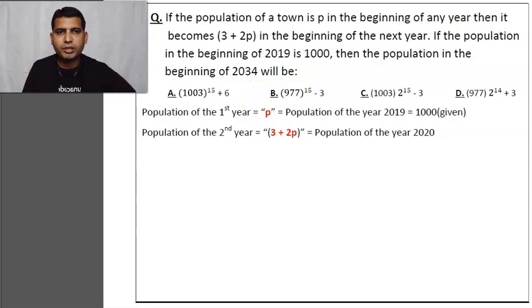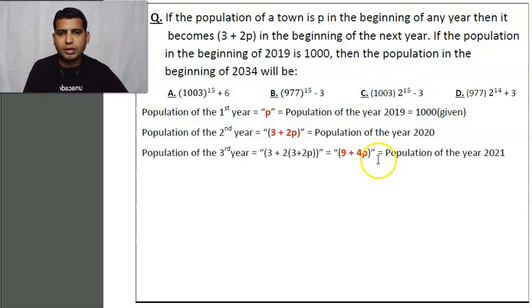According to the question, it must be in the format of 3 plus 2p, where p is the population of the previous year. So in the first year the population is p, then in the second year the population will be 3 plus 2p, where this p is exactly the p which is the population at the beginning of the first year.